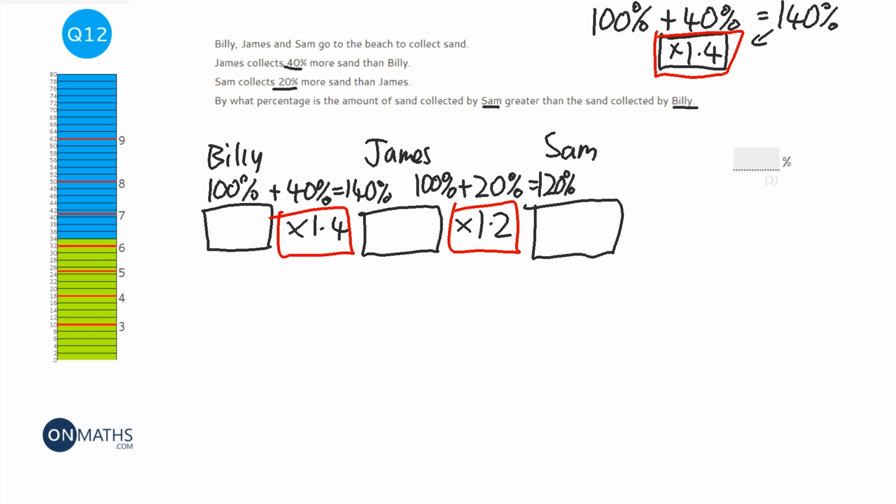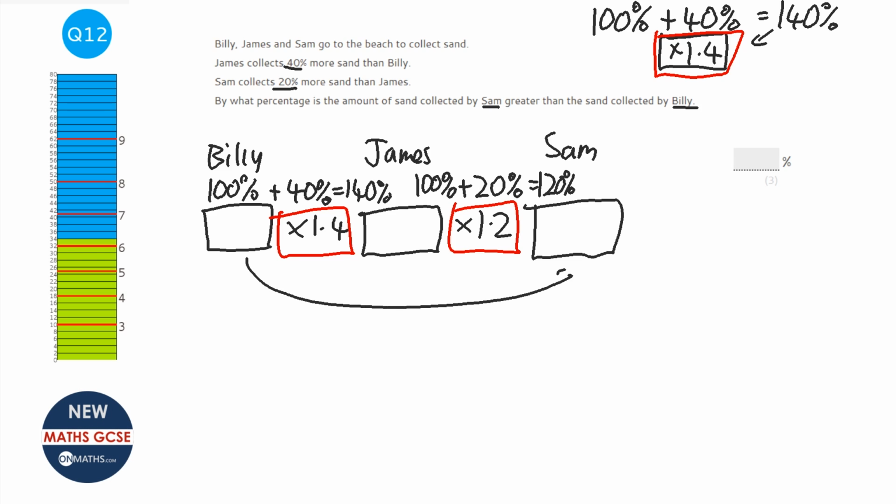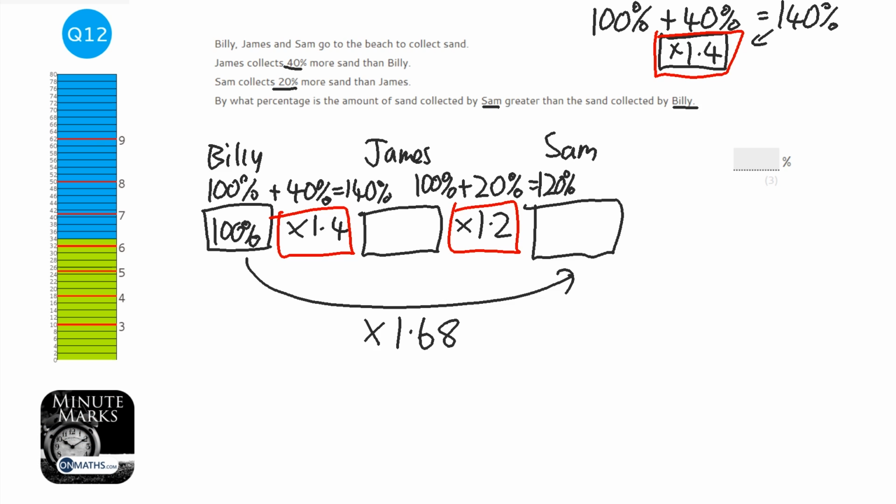So if we get our calculator, or if it's a non-calculator paper, then you have to do this the long way. I type in 1.4 times 1.2. And that will tell me in total what I'm timesing Billy's by to get straight to Sam's. The answer to that is 1.68. Now that's as a decimal. If I convert that back into a percentage, that means if Billy has 100%, Sam has 168%. So therefore, Sam has 68% more than Billy.